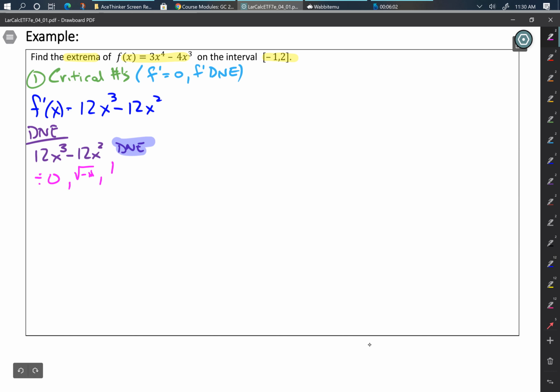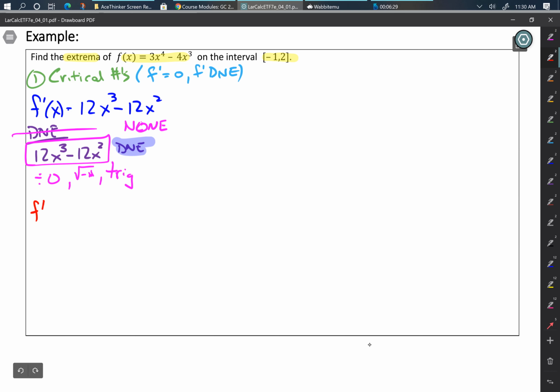I'm looking for trig of some value that would give me an asymptote. I'm looking for those sorts of things. Given that my derivative is 12x cubed minus 12x squared, I don't see any of those things. So I believe that there are no values for which that derivative will not exist. So there are none of those.